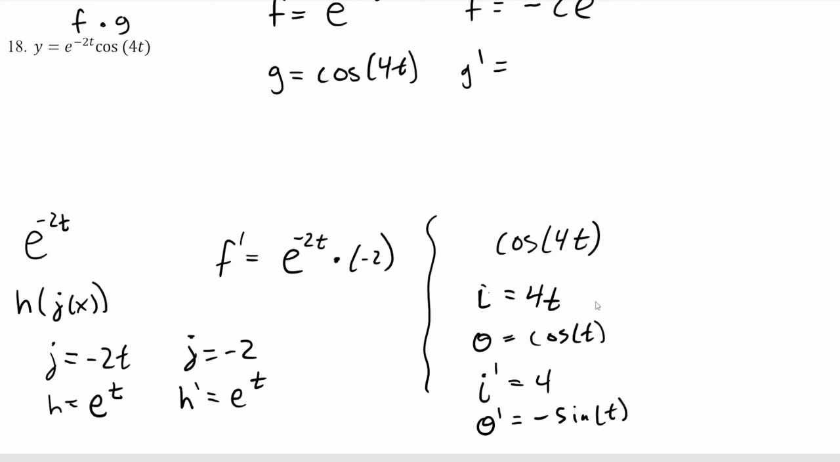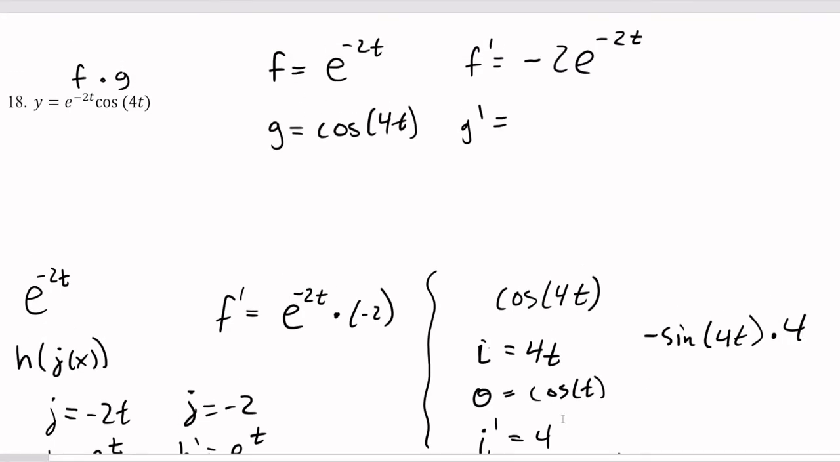Okay, I can do this, right? Chain rule. The derivative of the outside function is negative sine, but wait, plug back in the original inside, times the derivative of the inside. Aha! So that's not too bad. Negative 4 sine 4t. Okay.